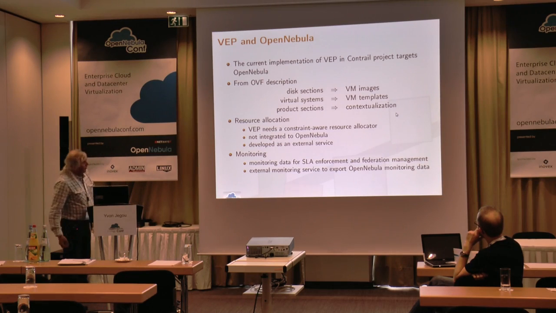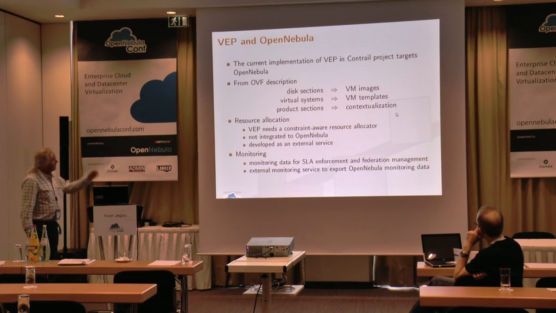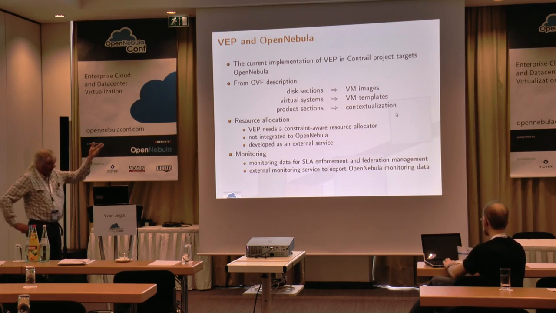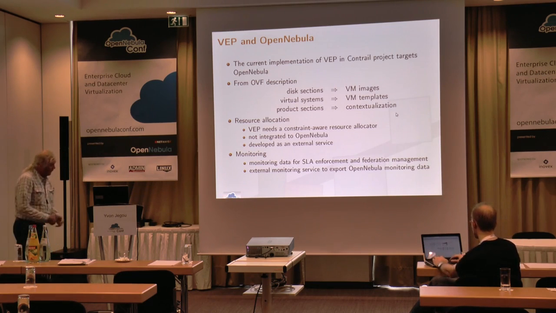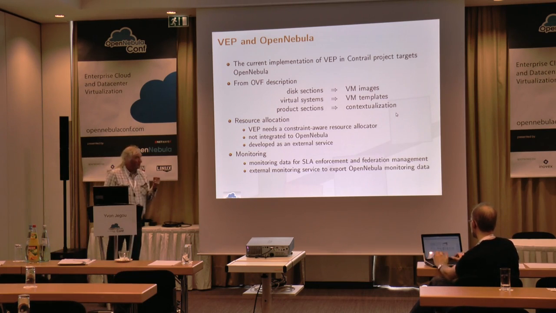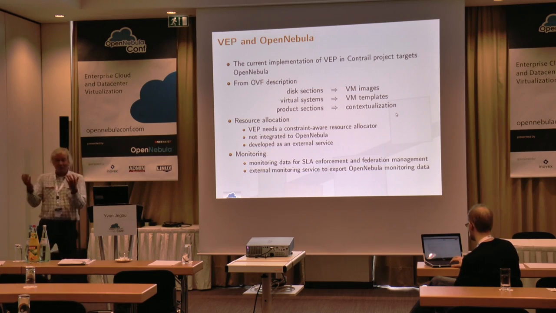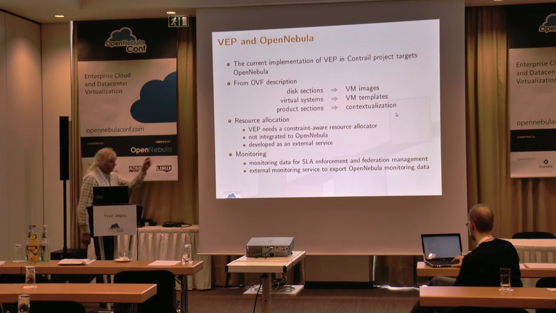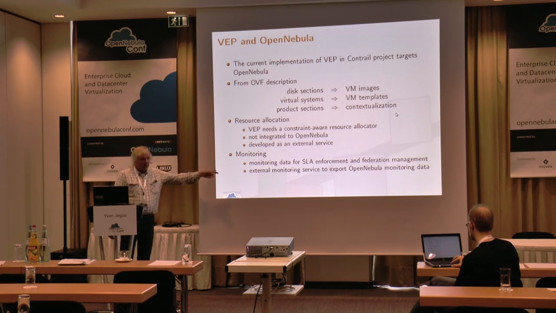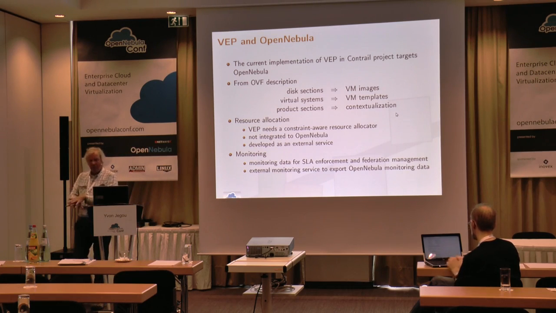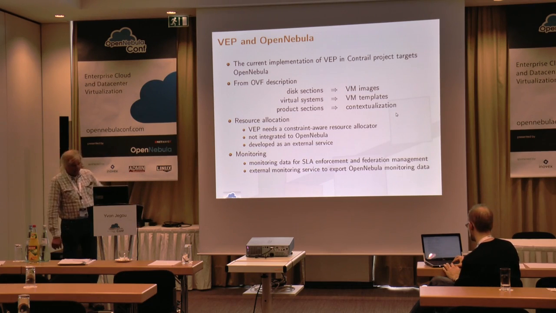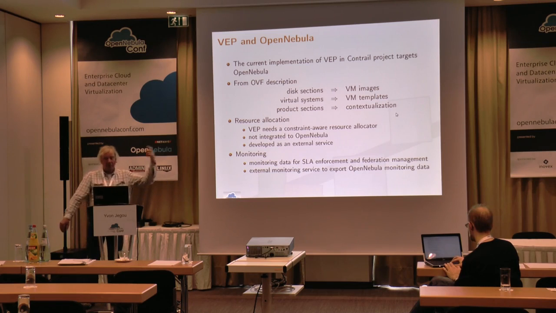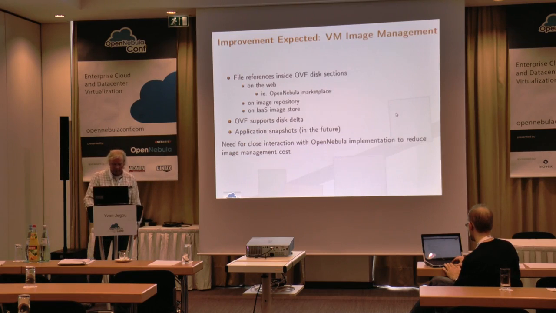Now VEP and OpenNebula. The first implementation of VEP is on OpenNebula, where this section becomes VM images, virtual systems can become VM templates, etc. For resource allocation, OpenNebula has no support for SLAs, so we have developed our own resource allocator, which is aware of all the terms that can be negotiated in SLAs. And also for monitoring, we need to adapt the OpenNebula monitoring to our publish-subscribe system. So we have an external service which is configured from VEP to push monitoring data.